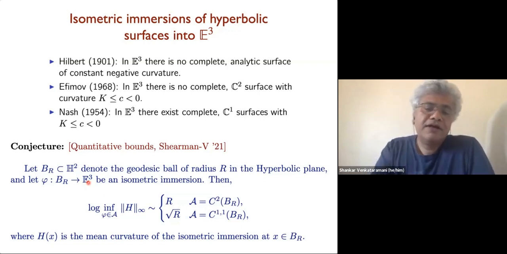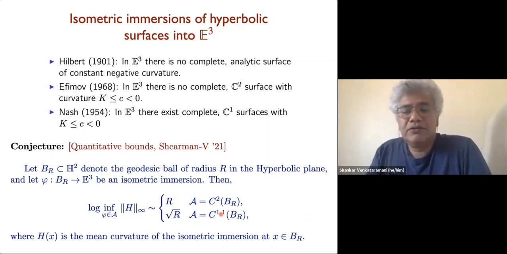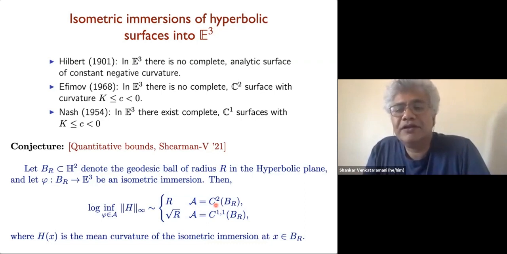Then I will look at immersions in 2 classes. One is C2 and the other is C^{1,1}. So C^{1,1} and C2, it seems like the gap is really small. There really shouldn't be a gap. But this is a statement. Okay?